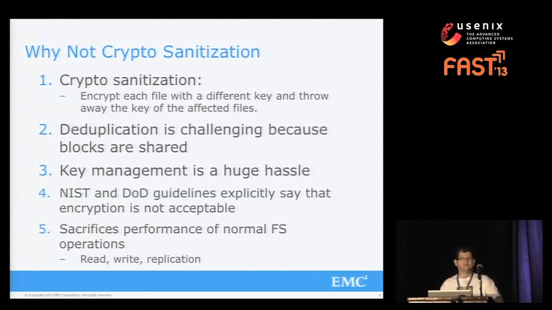One question that comes up when you talk about sanitization is why not cryptosanitization? There are a few reasons for that. The first one is, how do we define it? You encrypt each file with a different key, and then if you need to sanitize that file, you throw away the key. The deduplication introduces some challenges in this scenario because blocks are shared, and not only the deduplication, but also snapshots. Key management is a huge hassle in this scenario. The NIST and DoD guidelines do not accept encryption as a way of doing sanitization. And then the most critical one for us is that you sacrifice performance of file system operations like reads, writes, and replication, because of sanitization, which is supposed to be relatively rare as compared to those operations.